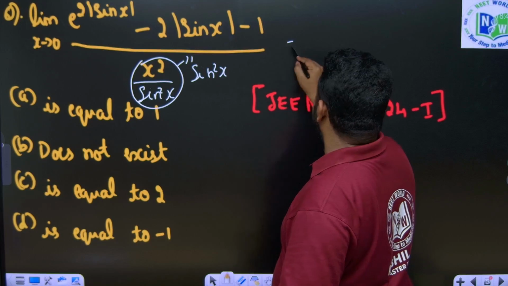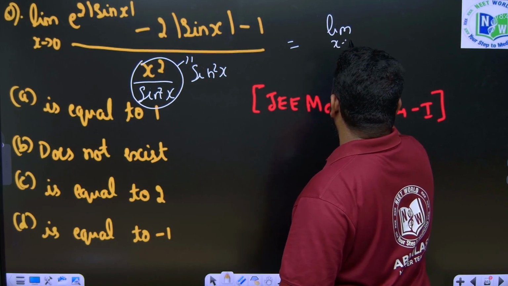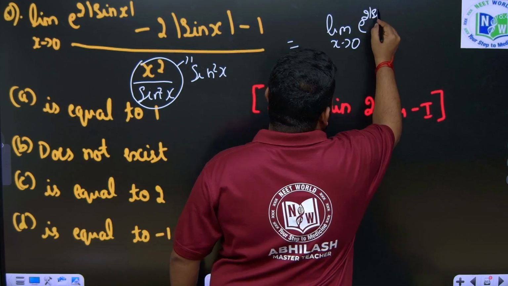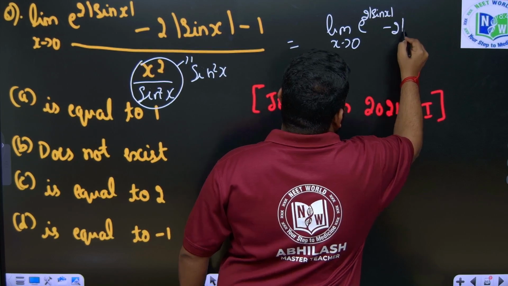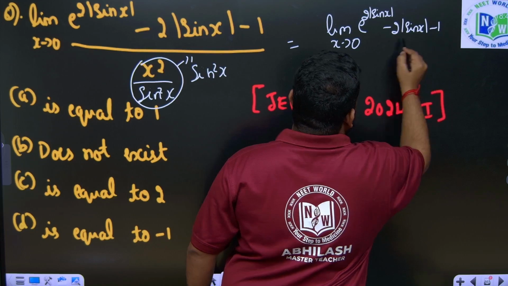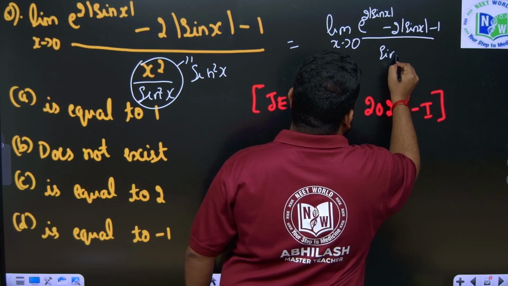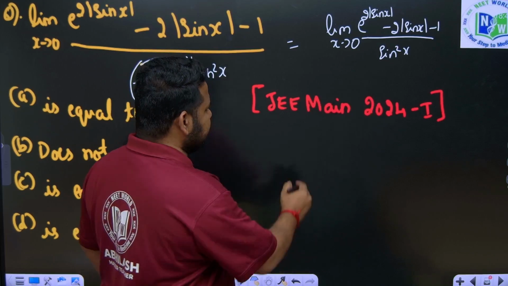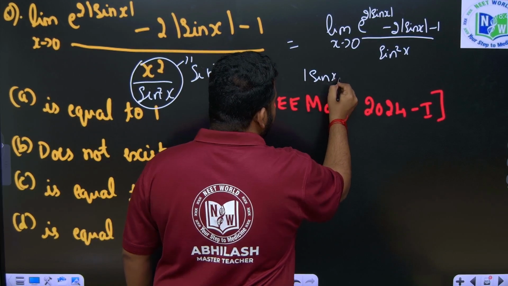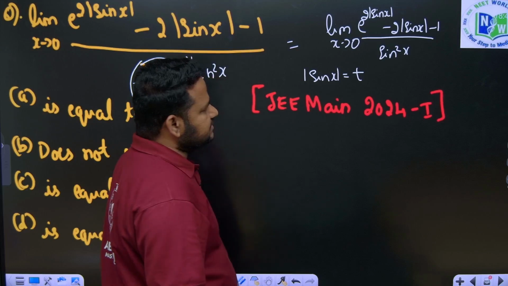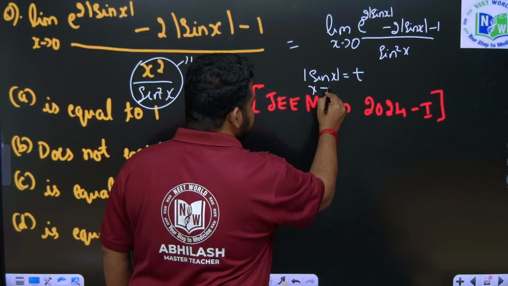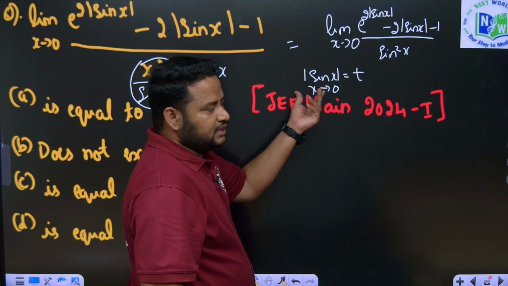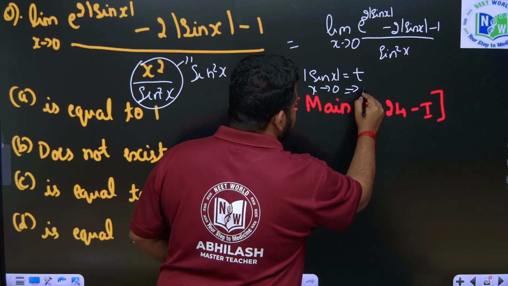Here I will be left with the limit as x tends to 0 of (e^(2|sin x|) - 2|sin x| - 1) divided by sin²x. Now I have |sin x| and sin²x, so let me take |sin x| equal to t. That means as x tends to 0, sin 0 is 0, so t also tends to 0.